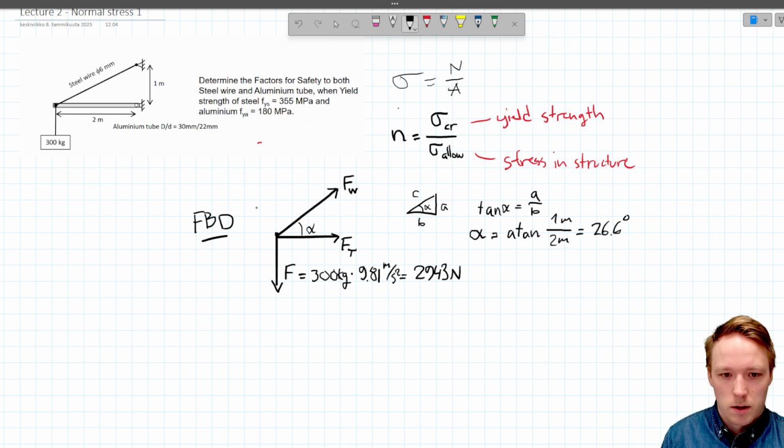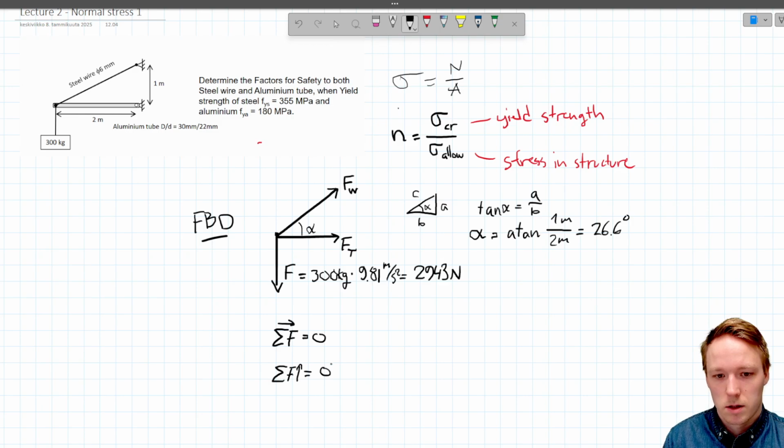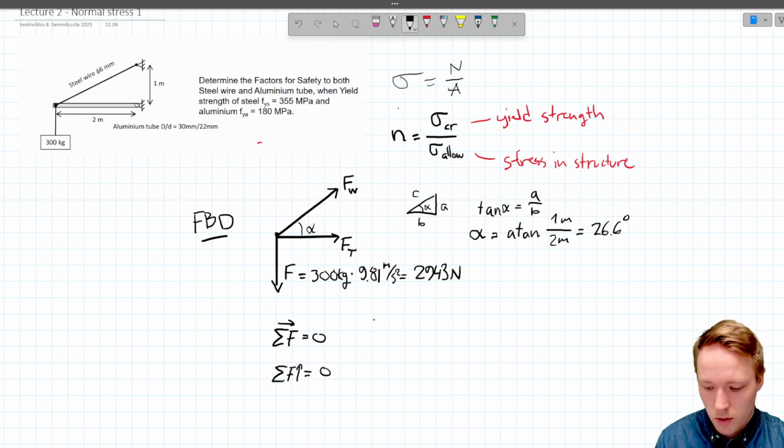You know from mechanics course that the basic thing which we do is the equations: the sum of all forces in horizontal direction is equal to 0, and the sum of all the forces in vertical direction equals 0. And now we can create those formulas.